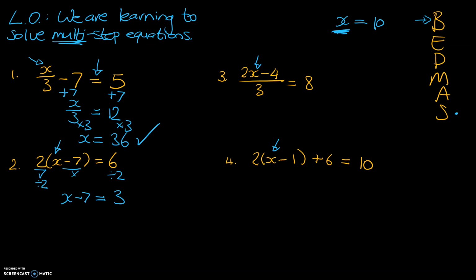We go back to our BEDMAS. Is there any subtraction? Yes, we've unlocked that bracket, so we can get to that subtraction. So we're going to go plus 7 to get rid of the minus 7, and plus 7 on the other side as well.